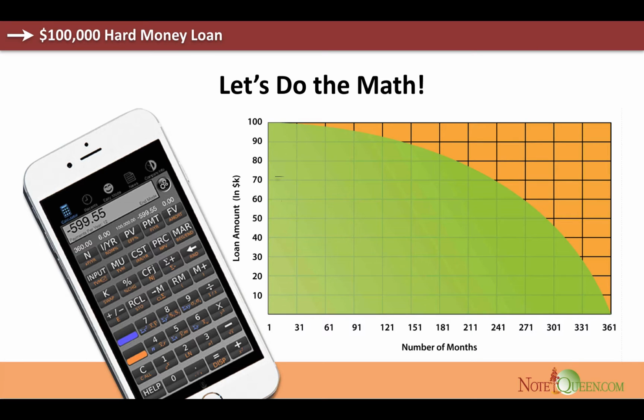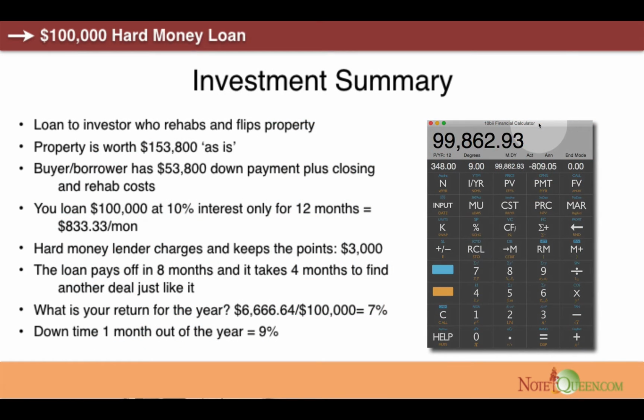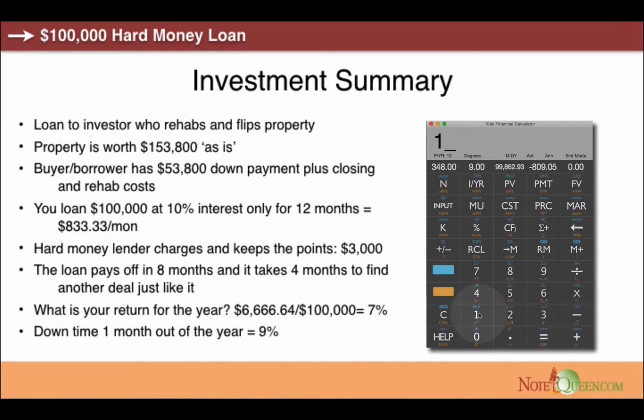I think I need to go here. Okay, so here's our financial calculator. Let's just go over some of the numbers. How did I come up with that again? So we said the property was worth 153.8, and my maximum loan to value, LTV, is going to be 65%. So I'm going to go times 0.65.